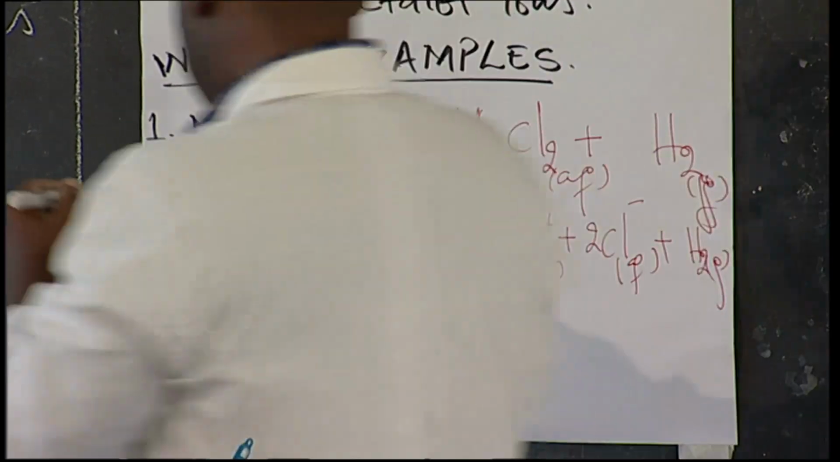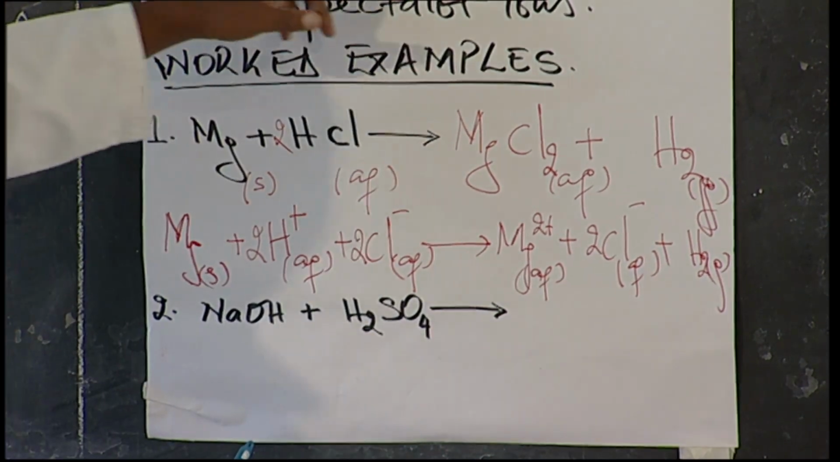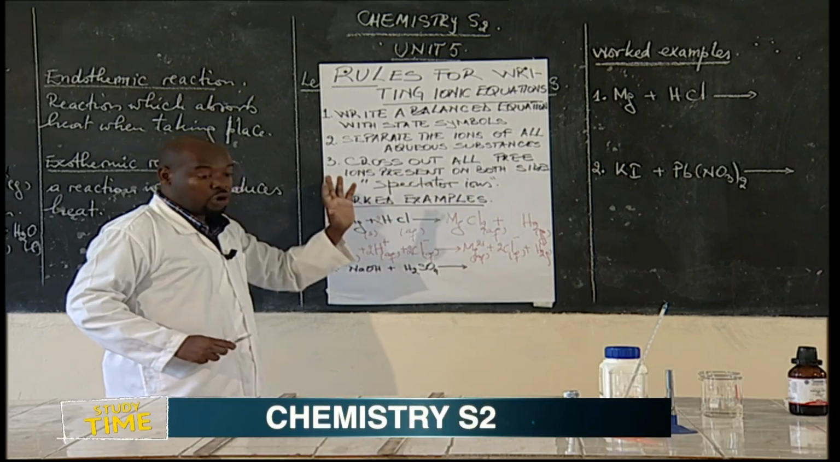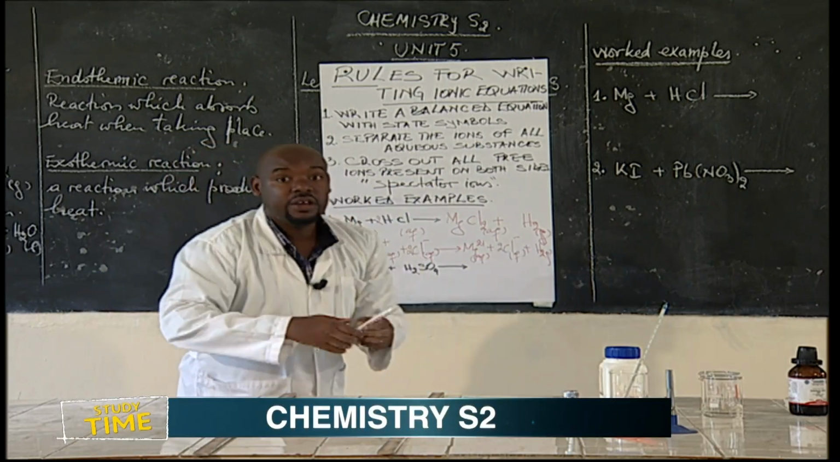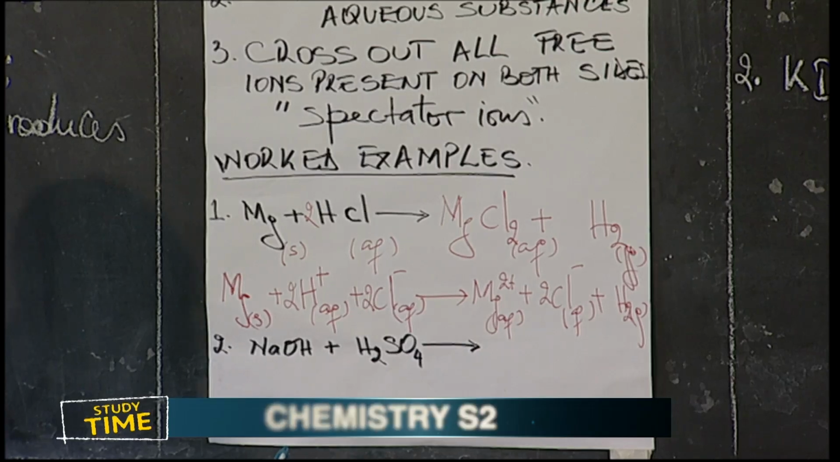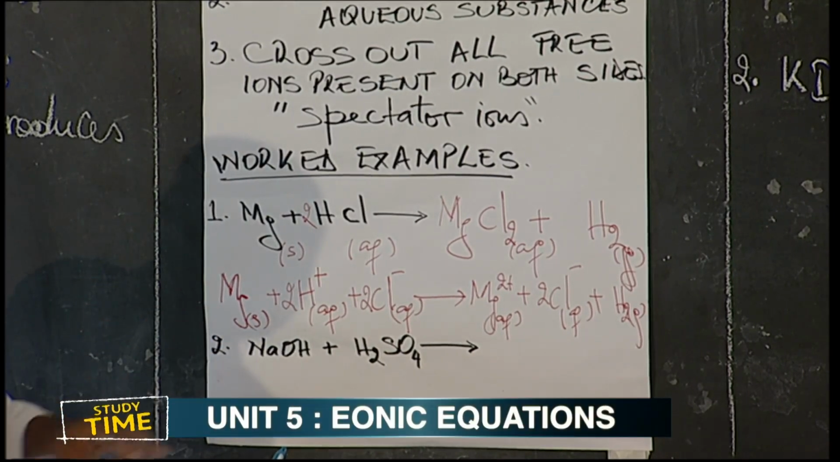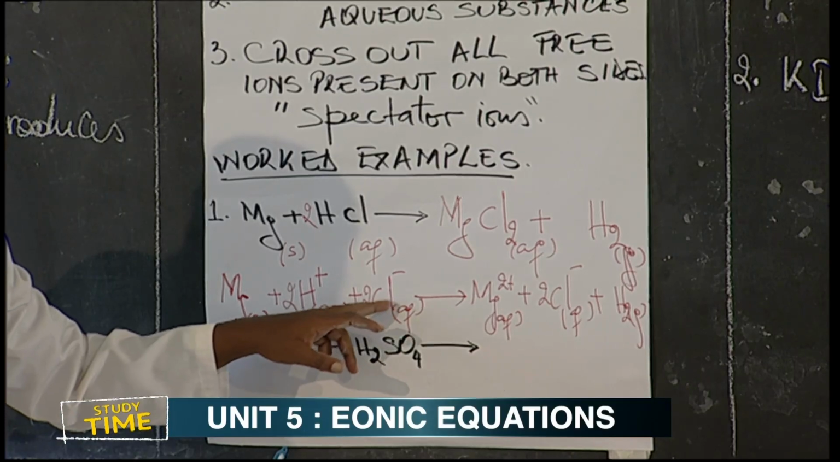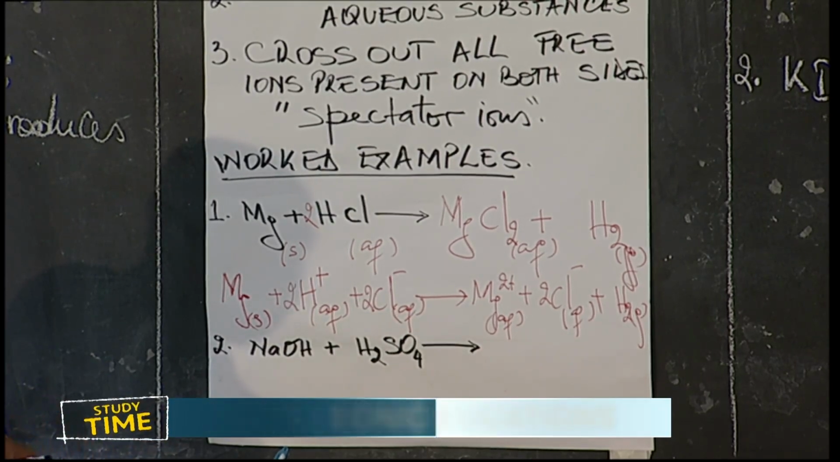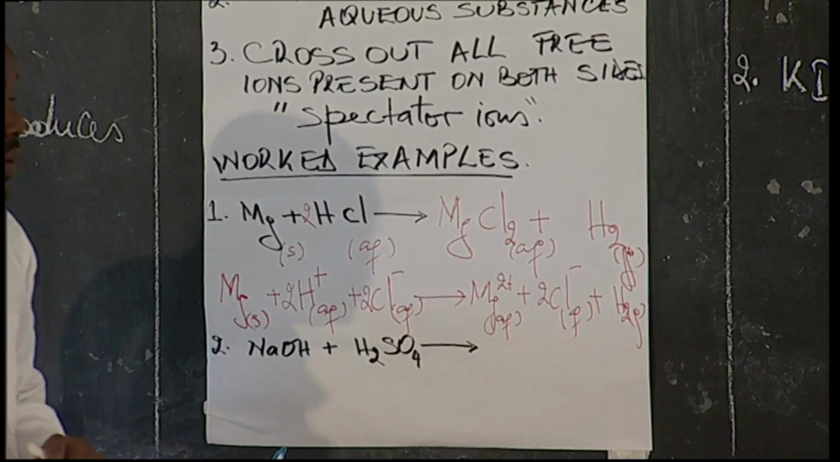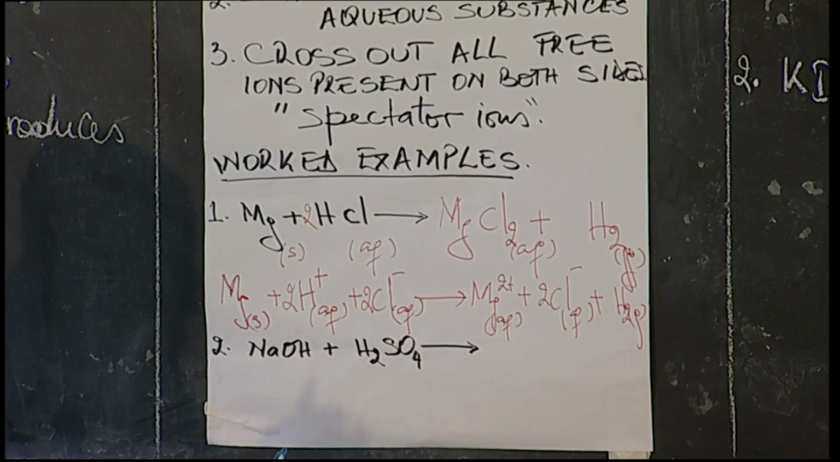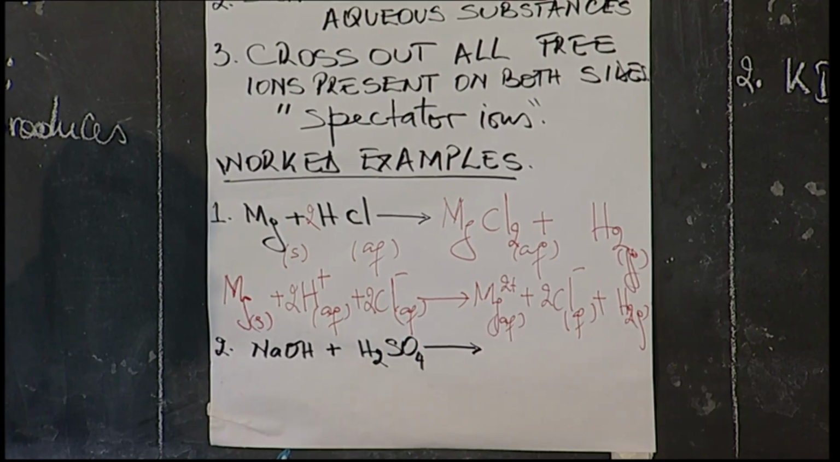Now, rule number 3 says we have to cross out all free ions present on both sides. Which free ions do we have that are present on both sides? You can see here we have 2 chloride ions, and here we have 2 chloride ions. Those are the only ions which are present on both sides.